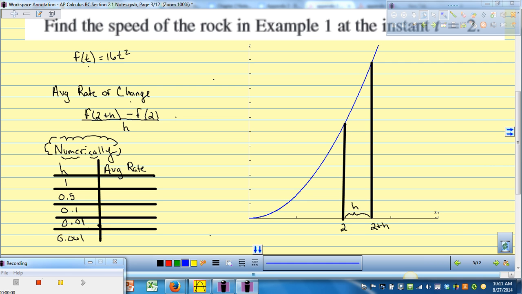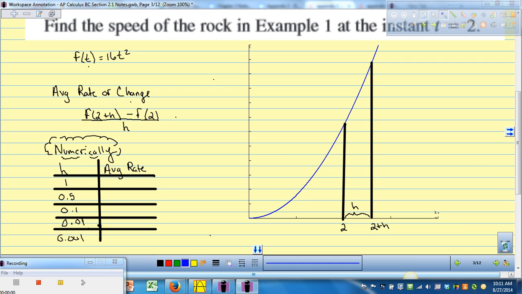So we have f of 2 plus h minus f of 2 over h. And I want you to calculate that when h is 1, when h is 0.5, 0.1, 0.01, and 0.001. So let's split this up so everybody doesn't have to do all of them. Ben and James, do 1 for me, please. Michael's table, do 0.5.